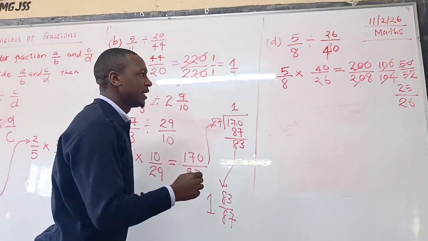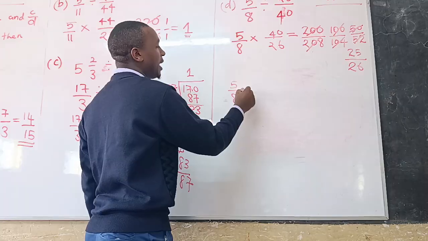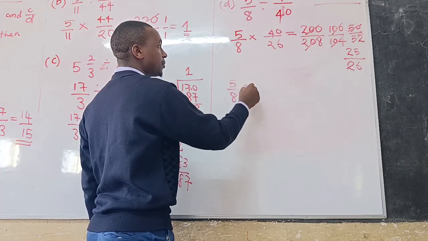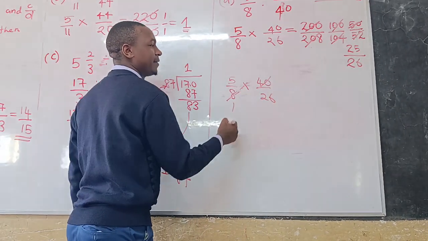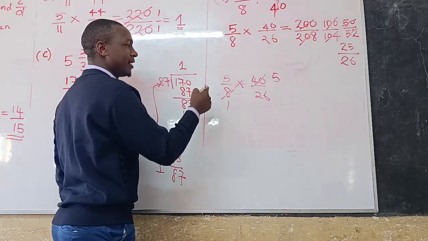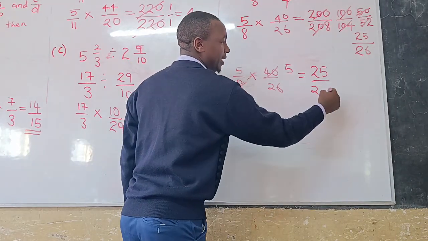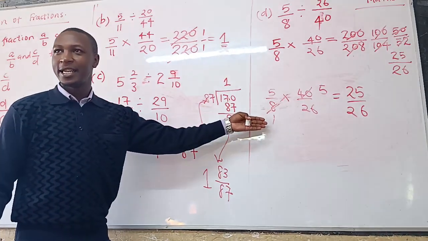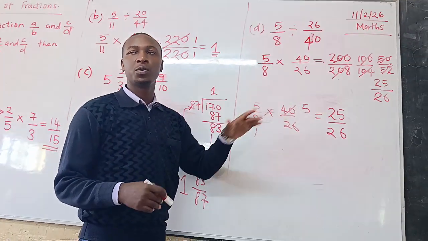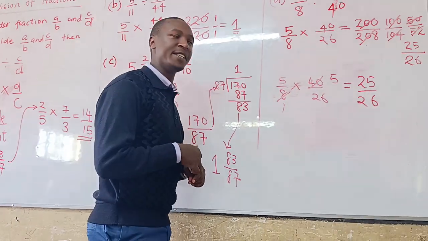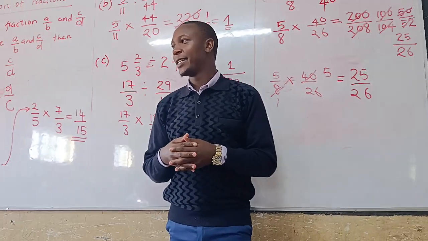But also, you see, if somebody decided to simplify it at this point, 5 over 8 times 40 over 26, cancelling by 8, 1 by 8, 5. You see that? So 5 times 5 is what? 25. And 1 times 26 is 26. You can do it at that point if you want. This is easy, especially if you know how to cancel those numbers that are divisible. Are we okay?